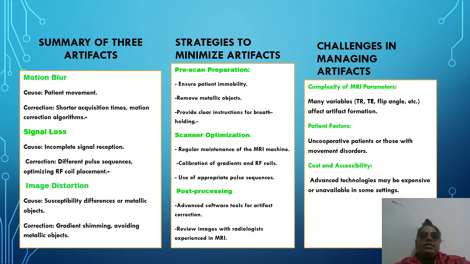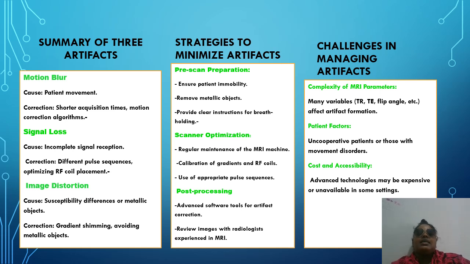As you can see, this is a summary of the presentation. Motion blur is due to patient movement. How do you correct it? You use shorter acquisition time and a motion correcting algorithm. Then signal loss is caused by incomplete signal reception, so use a different pulse sequence and optimize RF coil placement. Image distortion is due to the susceptibility difference of metal objects. Correct it with gradient shimming and by avoiding metal objects.